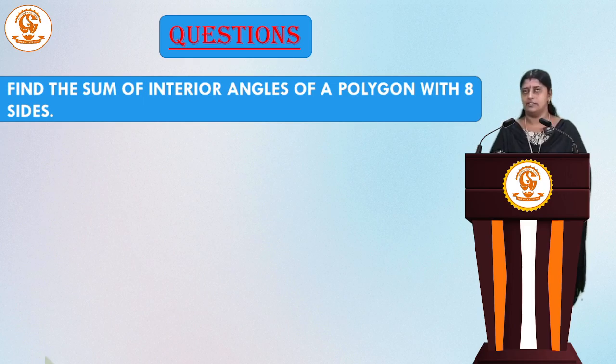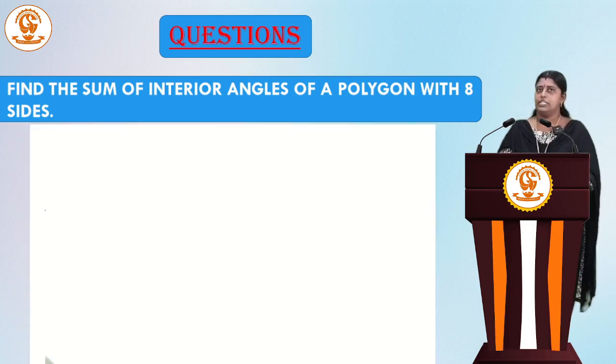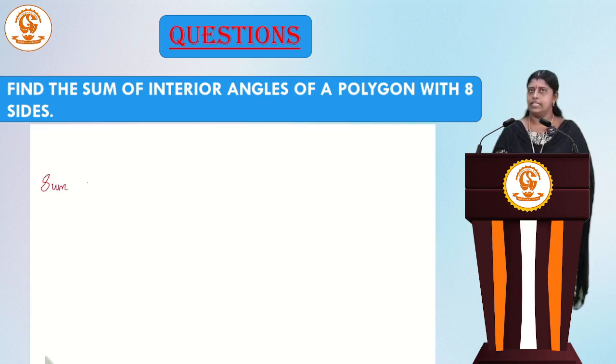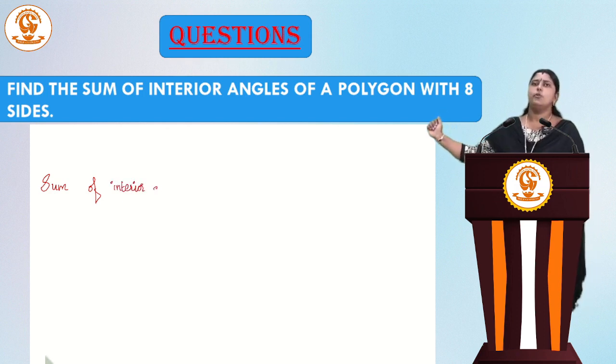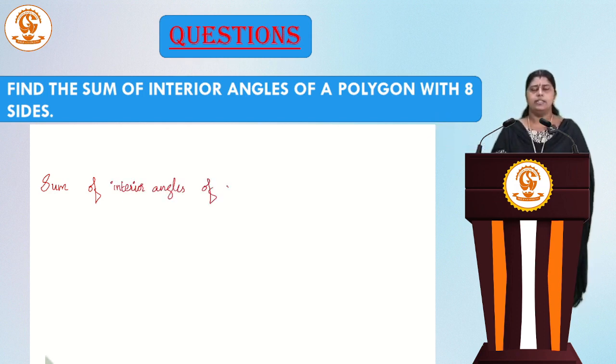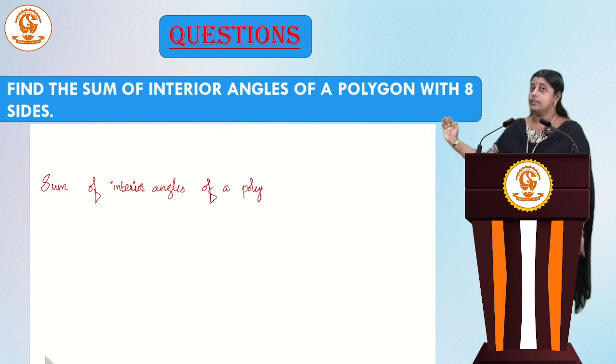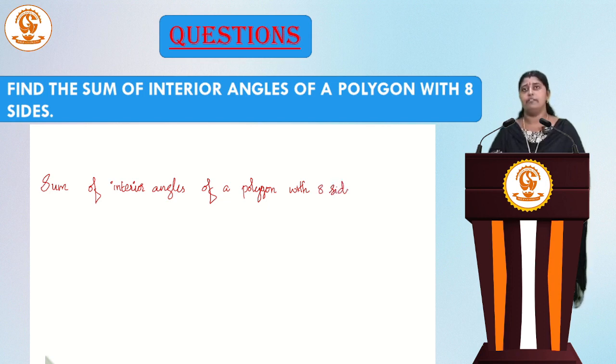Don't call out the answer. Wait. We will explain the answer. Please do the question, Maklai. Find the sum of interior angles. Let us see the answer. Sum of interior angles of a polygon with 8 sides. For a polygon with n sides, we know that it is n minus 2 into 180.